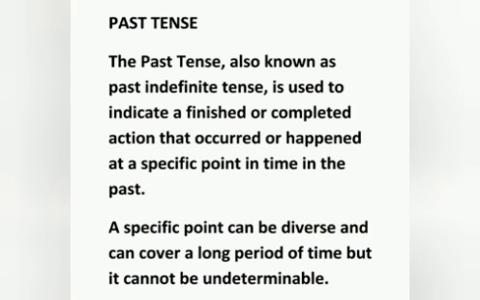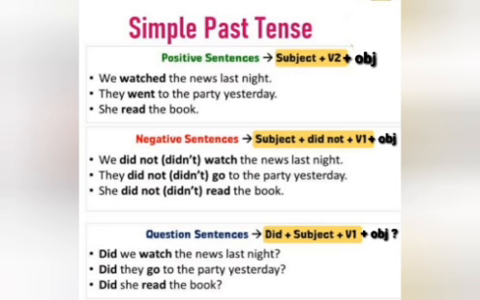So the syntax for past tense is subject plus the second form of the verb plus object. For example, we watched the news last night. So here in this sentence, we is the subject, watched is the second form of the verb, the news is the object, and last night is defining the specific point, that is past.